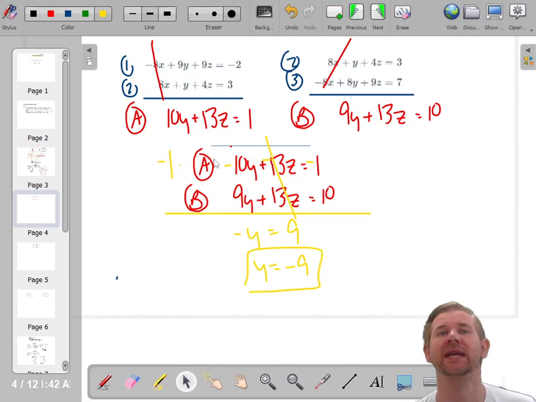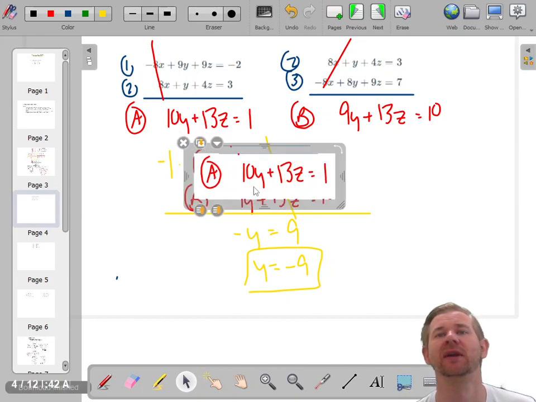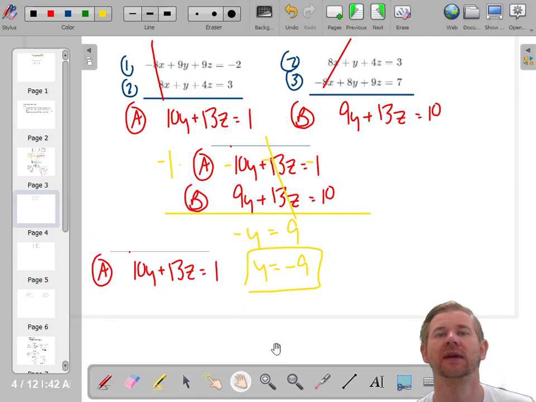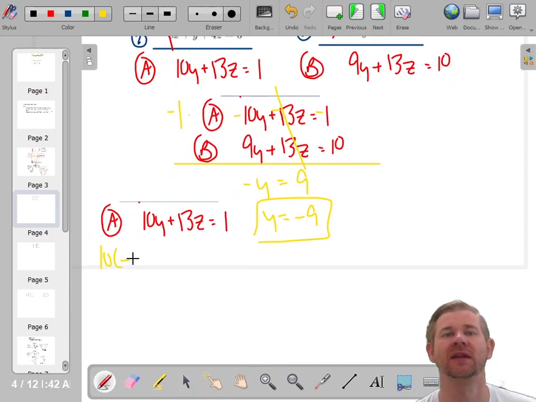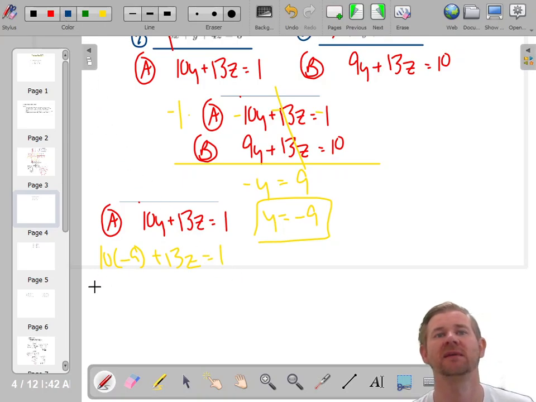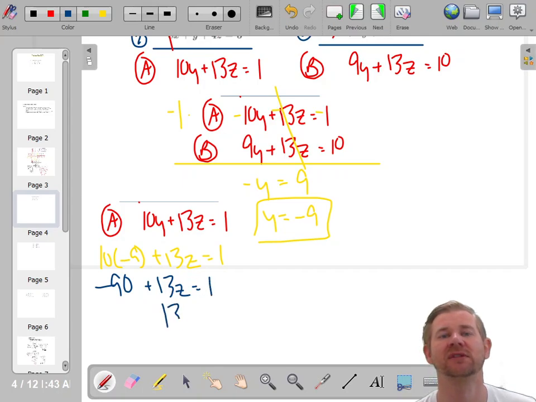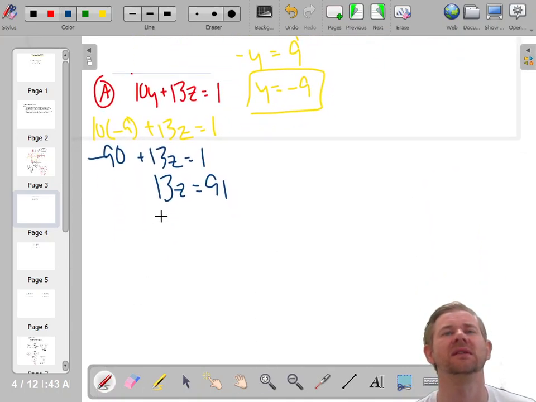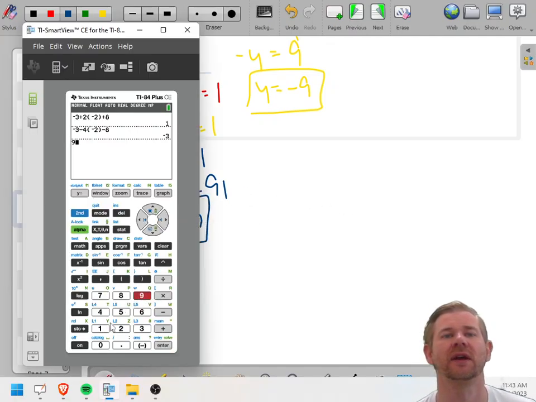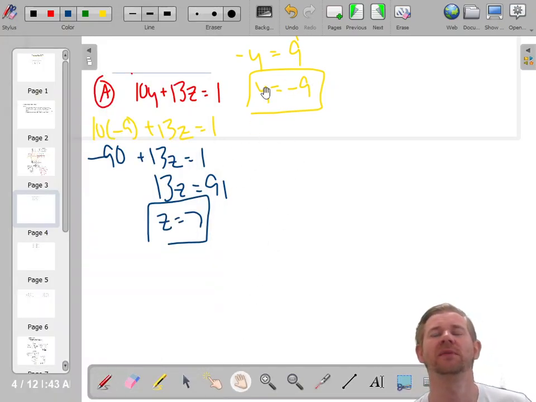Once you get y, we can now take that and we can substitute it in. I'll plug it in right here to get z. Okay, so 10 times negative 9 plus 13z equals 1. 10 times negative 9 is negative 90. And you add 90 to both sides. 13z equals 91. Let's see, I think that's 7. 70 and 21. Yeah, z equals 7. Okay, but you can use your calculator. 91 divided by 13. Yeah. Okay. Once you got two of them, you work your way up to the top.